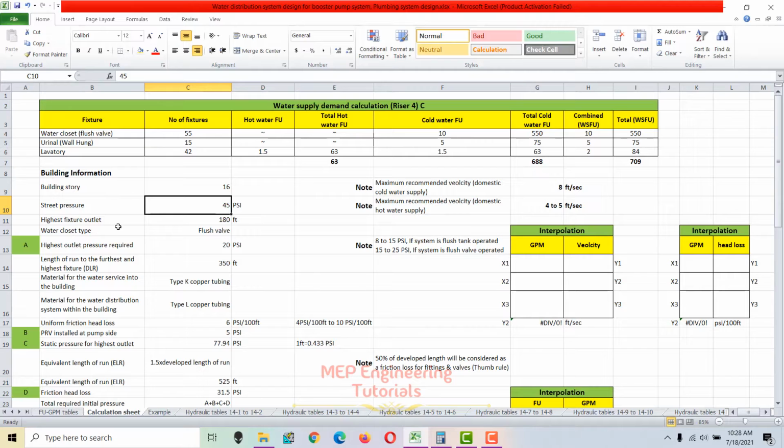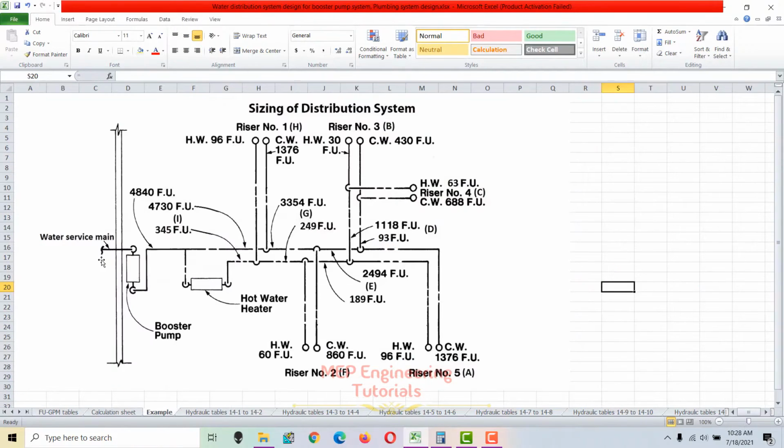Now the next thing over here: this is the street main, and this is the piping which we took from the street main, that is the water service line. And then we have a booster pump in here, and this is the suction of the booster pump, this is the discharge of the booster pump. And then from this point, we have taken the hot water heater supply, and this one is supplying hot water, and this one is supplying cold water.